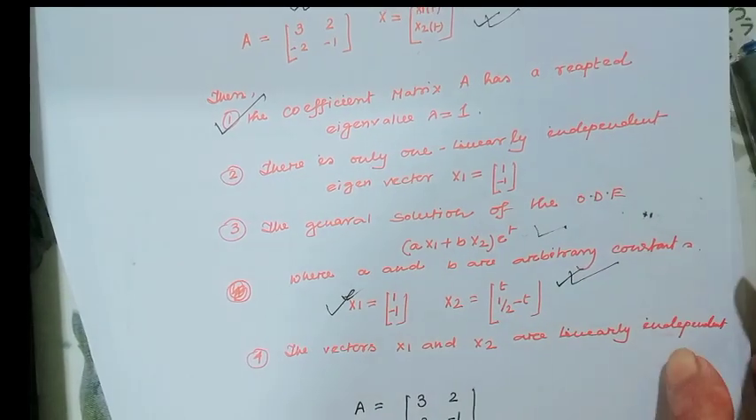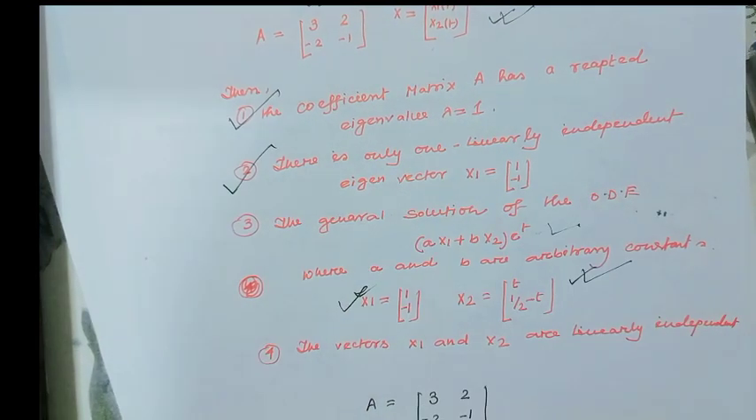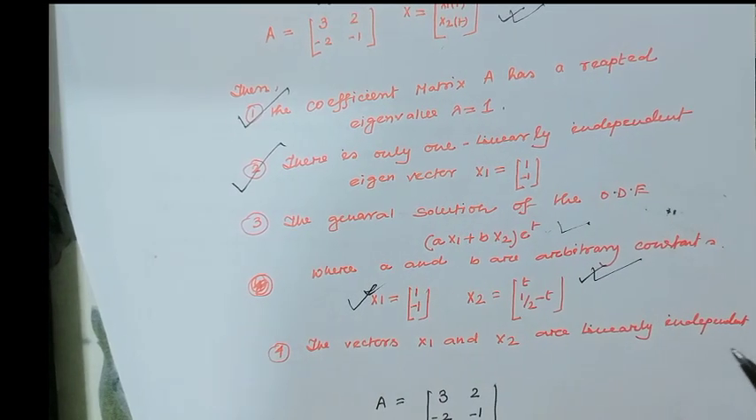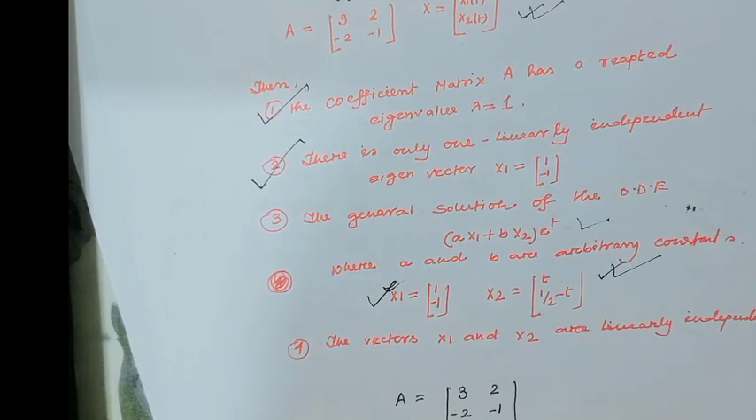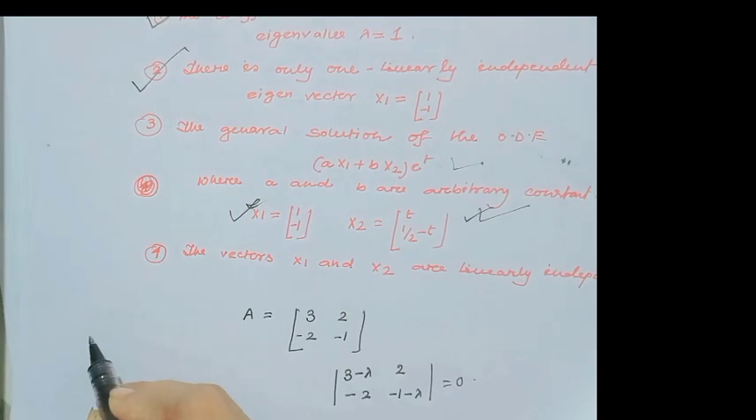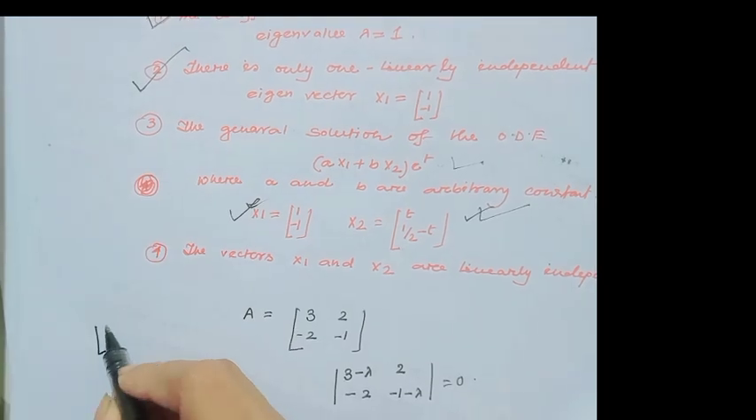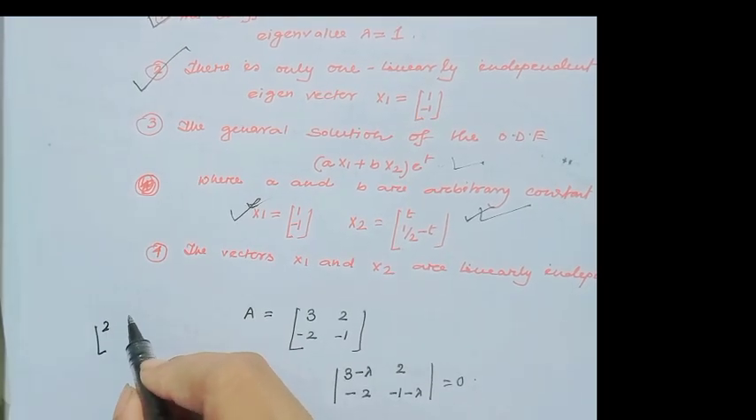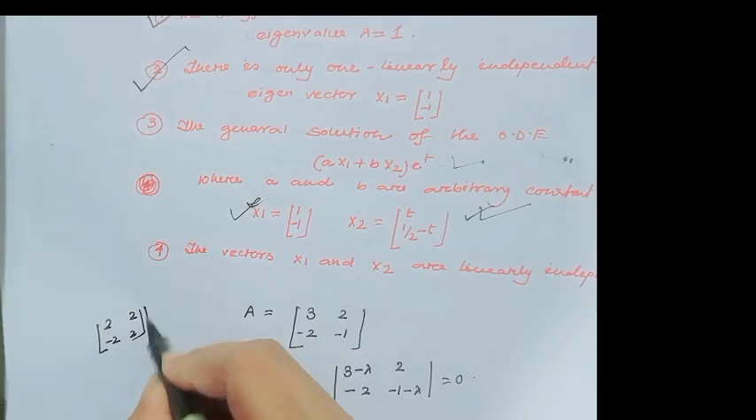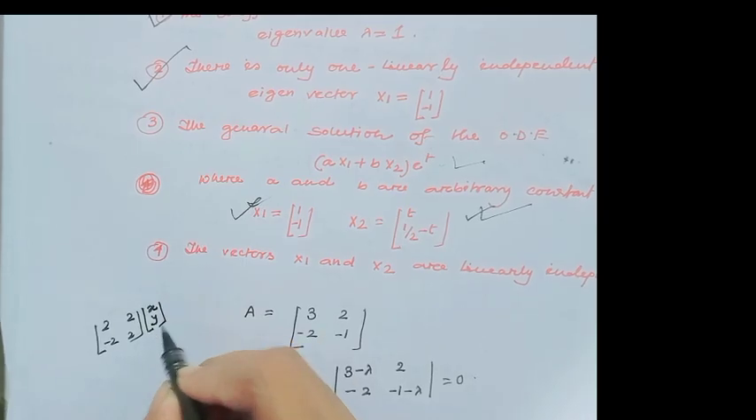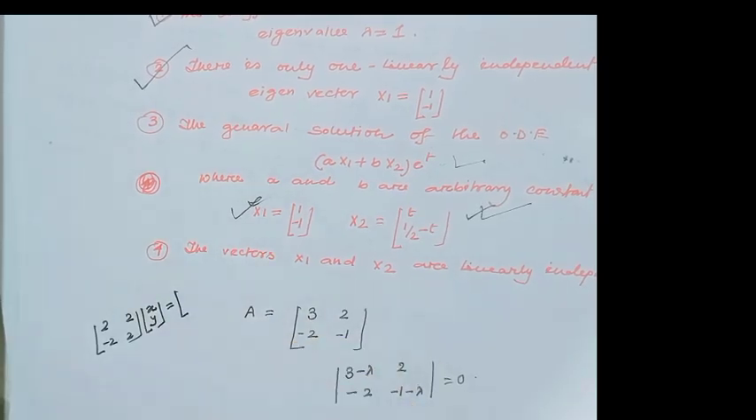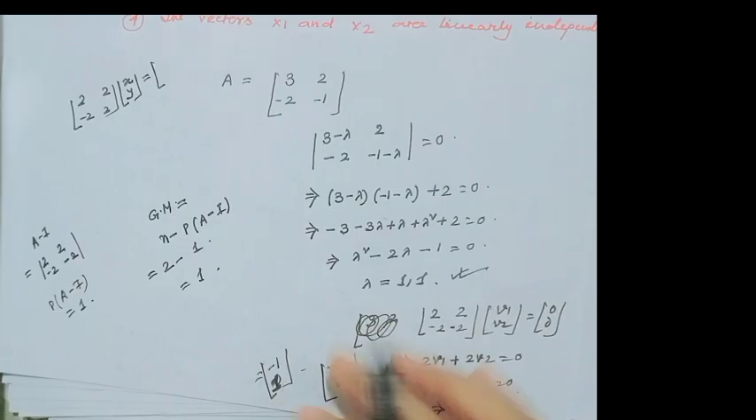There is only one linearly independent eigenvector, and the general solution looks like, we all know how the general solution would be. Here this would be A minus lambda I, here lambda equal to 1, so 2, 2, minus 2, minus 2. Here the vector is considered a generalized eigenvector, considered x y equal to this vector minus 1, 1.